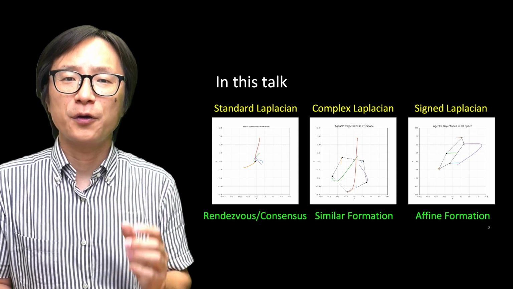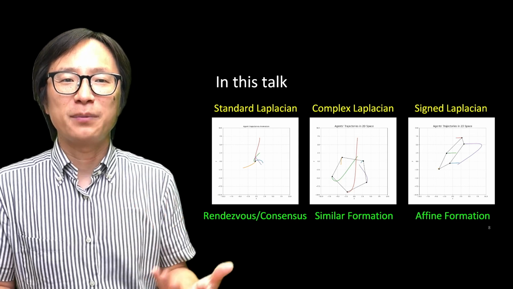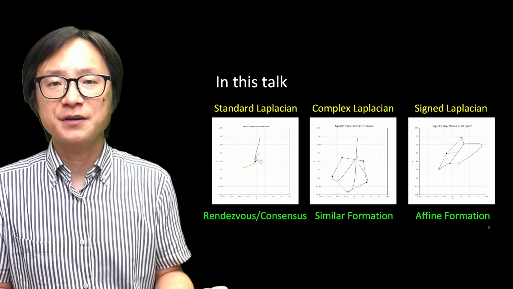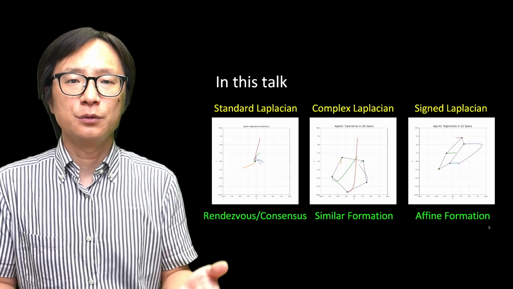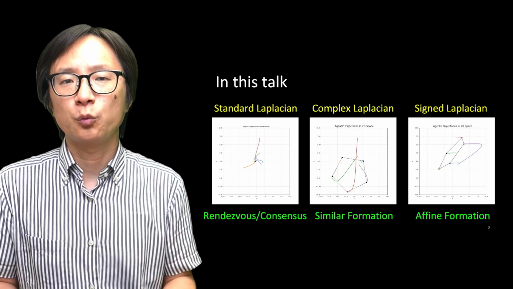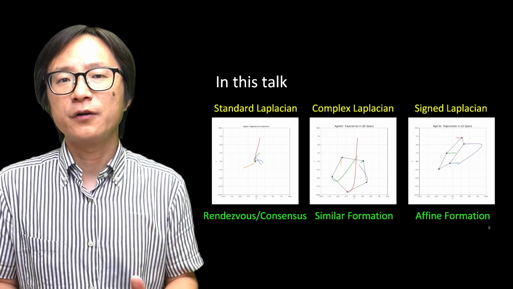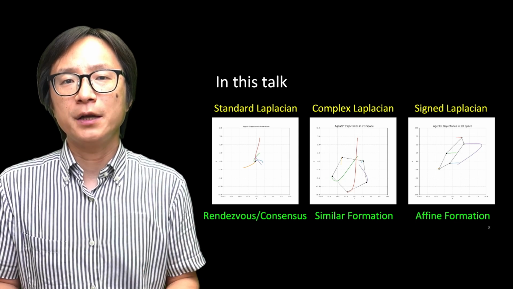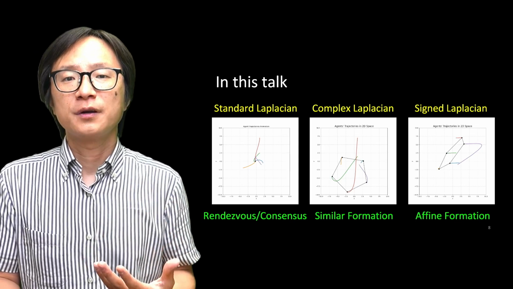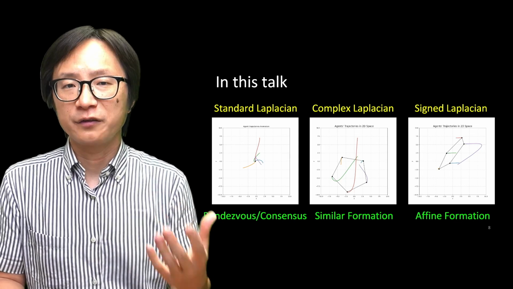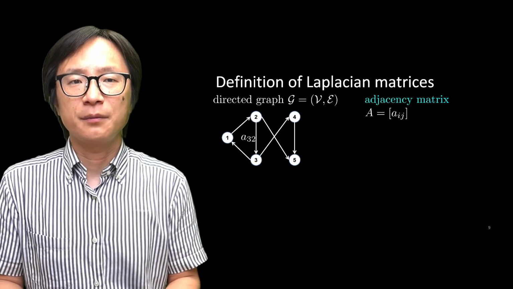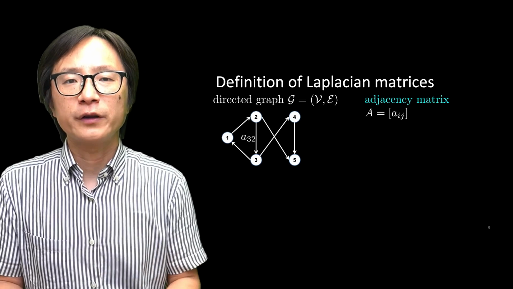And more importantly, I'm going to explain how these Laplacian matrices are used to achieve multi-agent behaviors from the rendezvous to what's called similar formation and affine formation. And this is part 1 of the talk, in which we are going to focus on the first type of Laplacian matrix, namely the standard type, and we will see how it's used to achieve the multi-agent rendezvous or consensus behavior. Let's start with the definition of the Laplacian matrices, which is the same across all types.